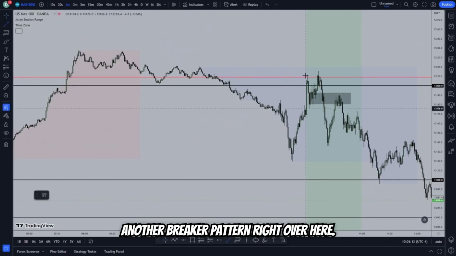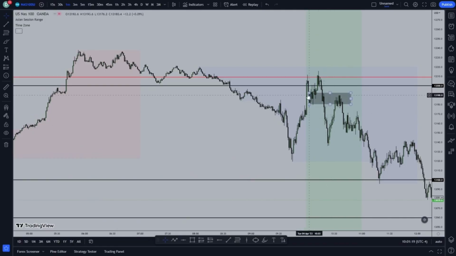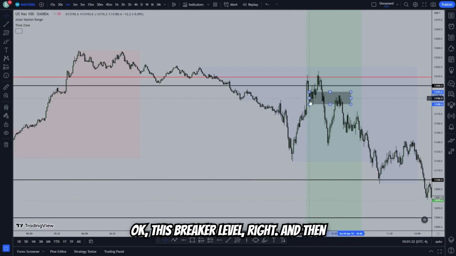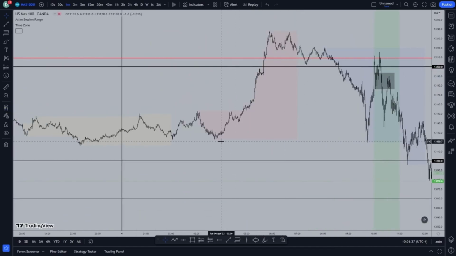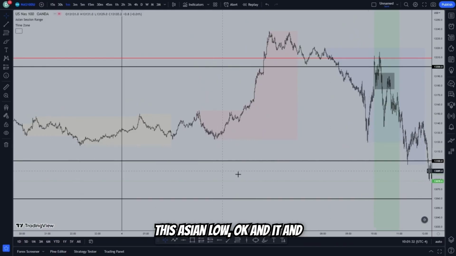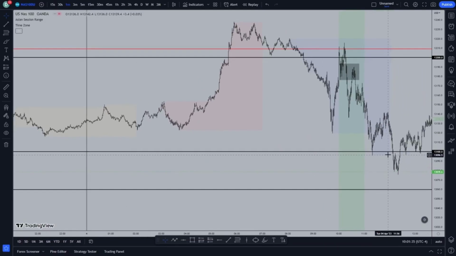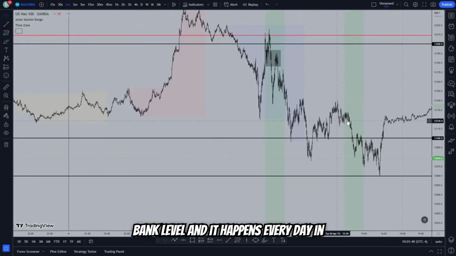See, there was another breaker pattern right over here. The market broke towards the upside, and then the market broke towards the downside. Price went up to this breaker level, right? And then see how price goes and takes this London low, this Asian low, and it hits that 13,100 bank level, and it happens every day.